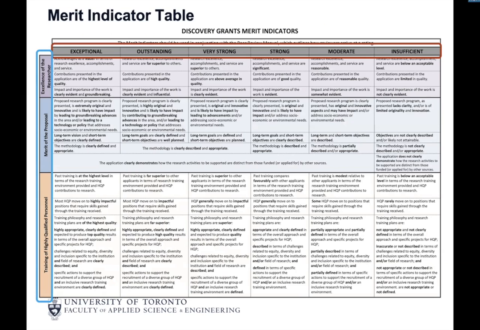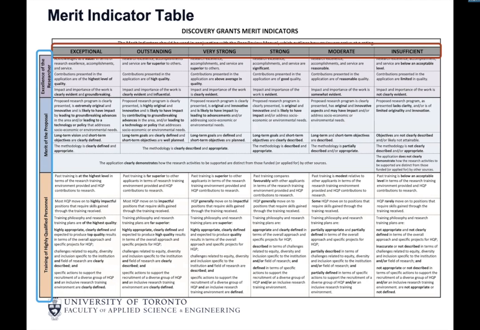So in terms of evaluation, we write a proposal, and I'll talk about what that looks like shortly. We have a merit indicator table. And so people basically write a proposal, and I'll talk about the format of that. And it's evaluated by a panel according to these metrics here.